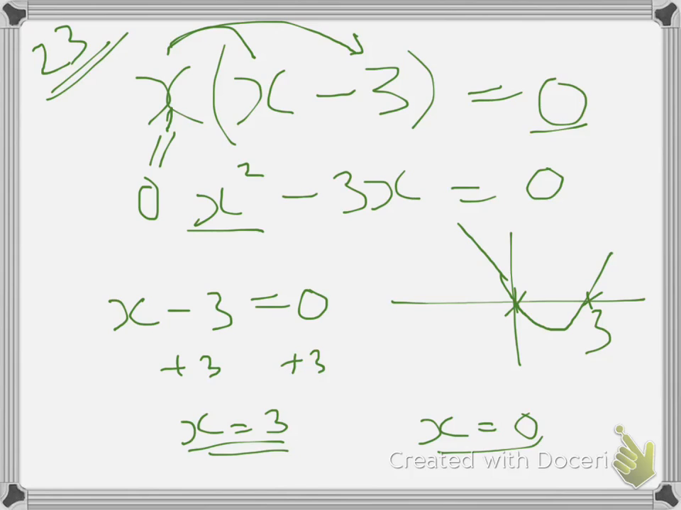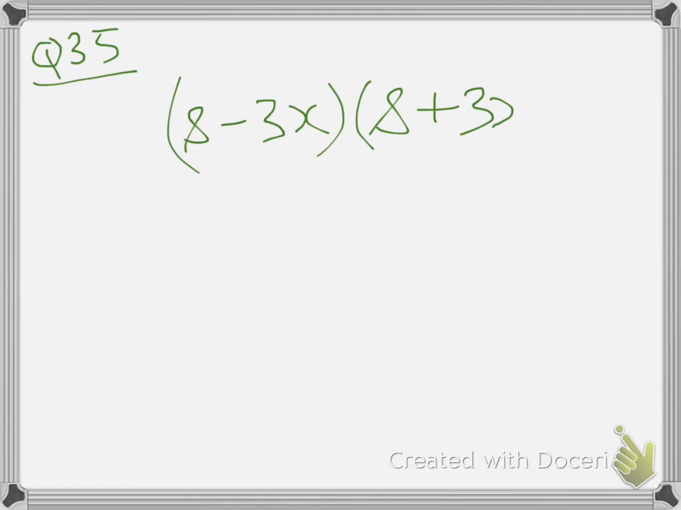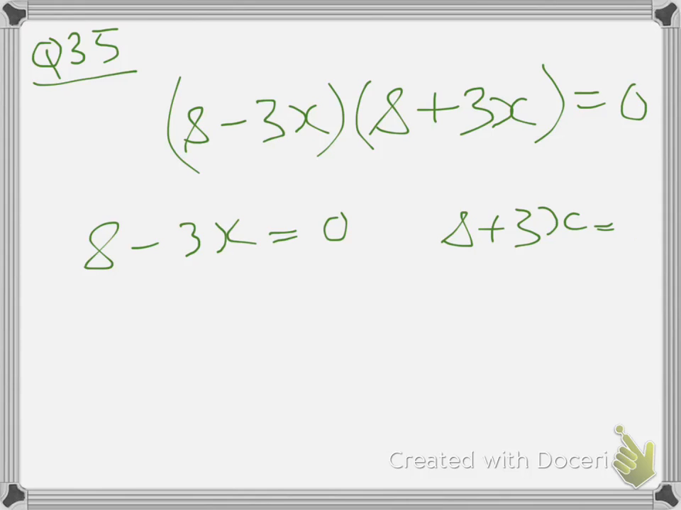What happens if I look at question 35? 35, are you with me? Question 35 is 8 minus 3x, new bracket, 8 plus 3x. Whole thing has to equal to 0. Two solutions. One comes from 8 minus 3x equal to 0. One comes from 8 plus 3x equals 0. Okay?